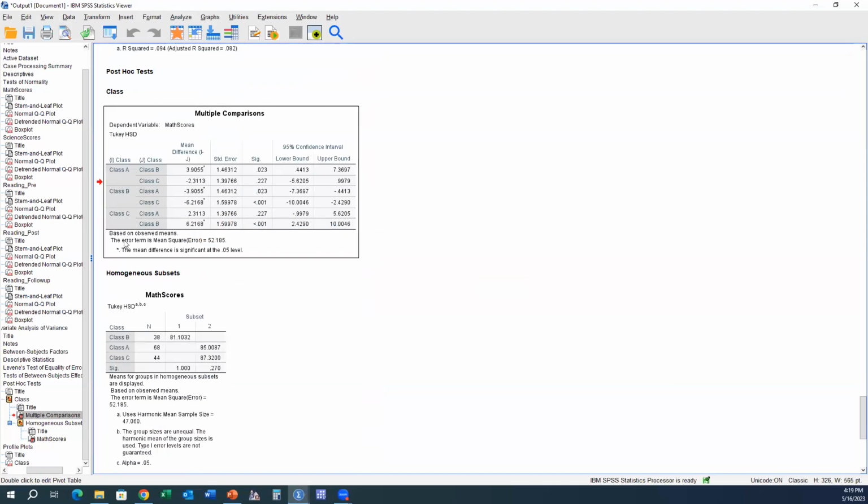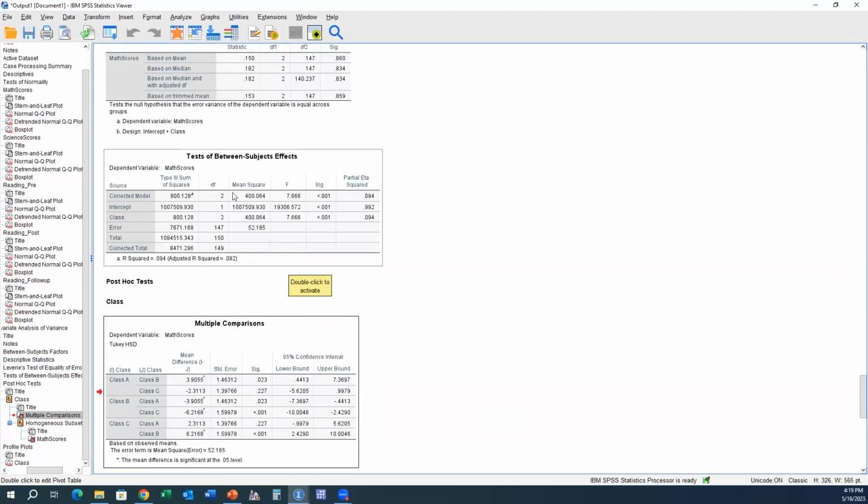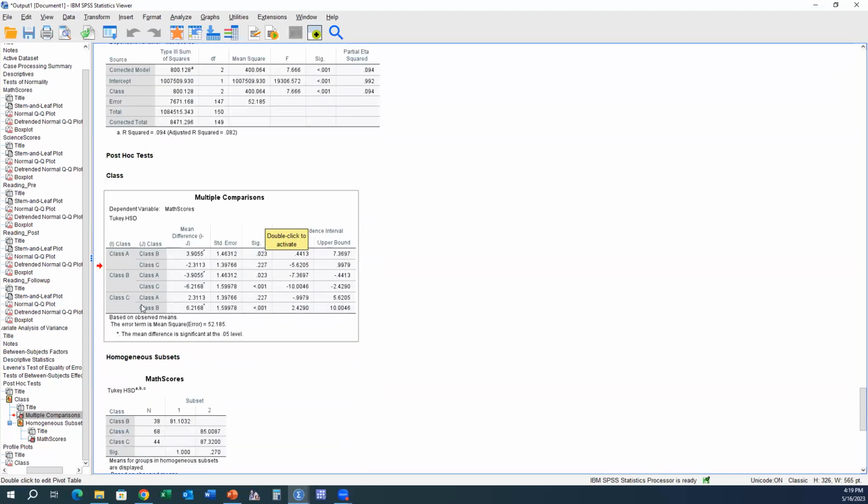All right, so based on the pairwise comparisons, kind of just summarizing this, you first look at the tests of between-subjects effects. You go across class, we do have evidence of differences in math scores by class. So we need to figure out which classes significantly differed, and that's when you look at this post hoc table. And we saw that class A was significantly higher than class B, and then class C was significantly higher than class B. Those are the two significant pairs.